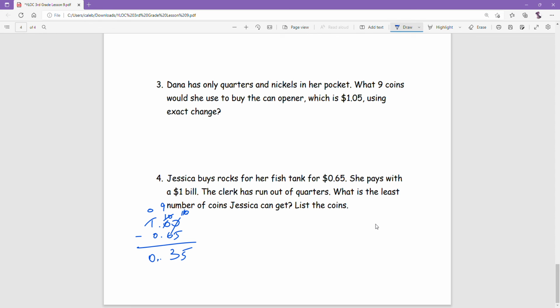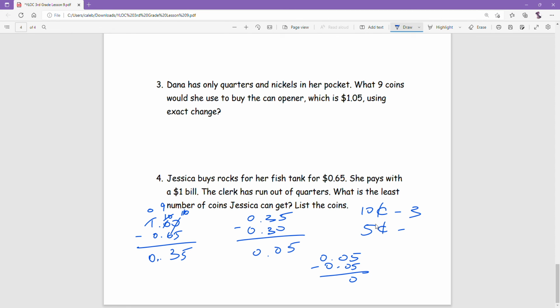But we can't use quarters, so the second largest coin is the dime at 10 cents. And 3 dimes can go into 35 cents. That's 30 cents. So we have 5 minus 0 is 5, 3 minus 3 is 0, 0 minus 0 is 0. So she still needs 5 cents. So we use 3 dimes, and there's nickels for 5 cents. So we can just do 0.05 minus 1 nickel equals 0. So exactly 0, and we use 1 nickel. So she used 3 dimes and 1 nickel.